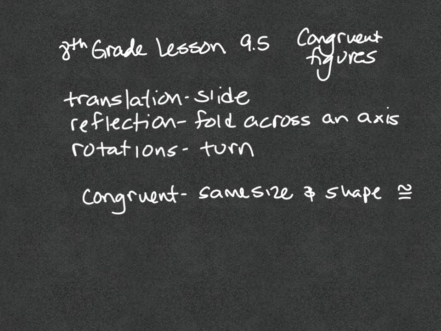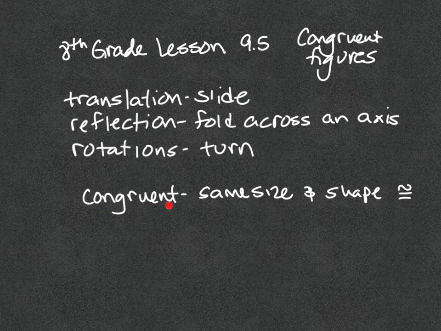Okay, so just to refresh our memories of all the transformations, the translations are the ones that slide, and they'll usually tell you which way, over this many, down this many, or 2 left, 3 up, or something like that. Reflections fold across an axis. So it's a reflection across the x-axis, so that x-axis is the folding mark, or a reflection across the y-axis, where the y number line is the one we're folding. Rotations turn 90 degrees clockwise or 90 degrees counterclockwise.